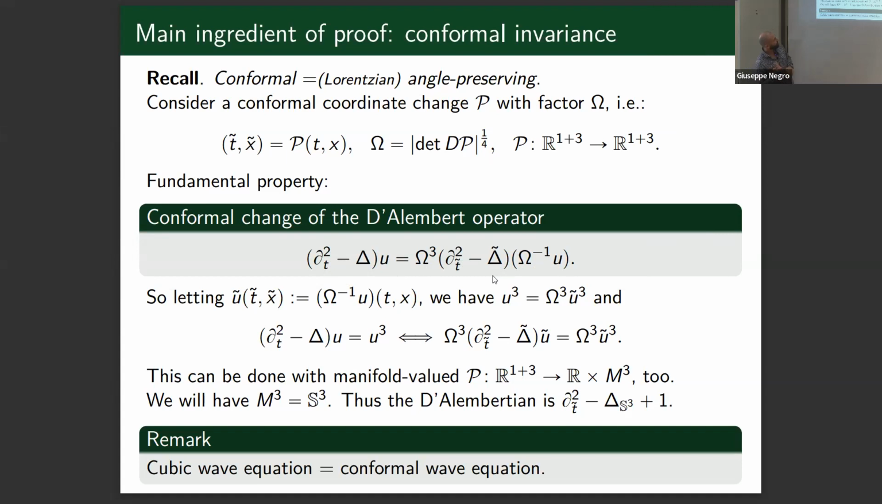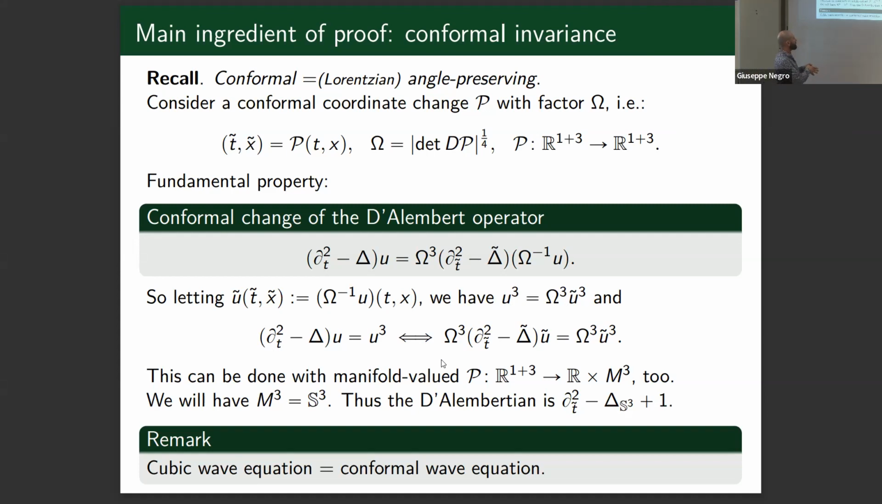And what is really important here is the numerology that appears. You have here a 1 and here a 3, which means that when you go to the cubic wave equation, you modify this term with the conformal change. So you get the omega cubed. And then you modify this term by simply defining a new variable u tilde, and it's a cube. These two simplify. This is very simple algebra, but this is really the reason why the cubic wave equation is the only semilinear wave equation that enjoys conformal invariance.